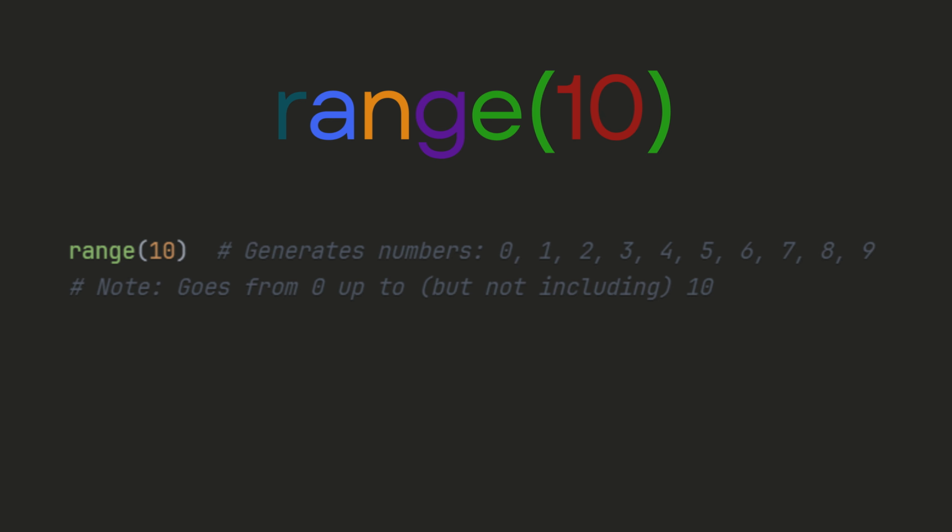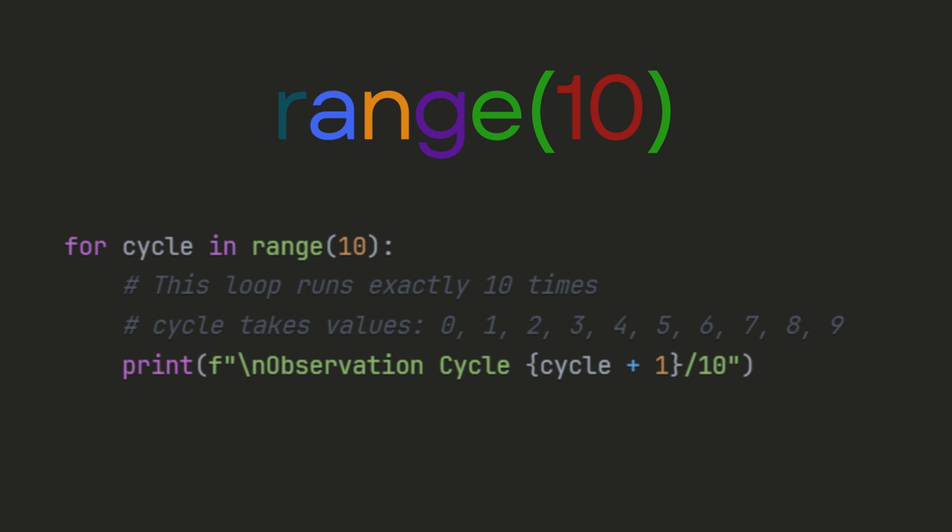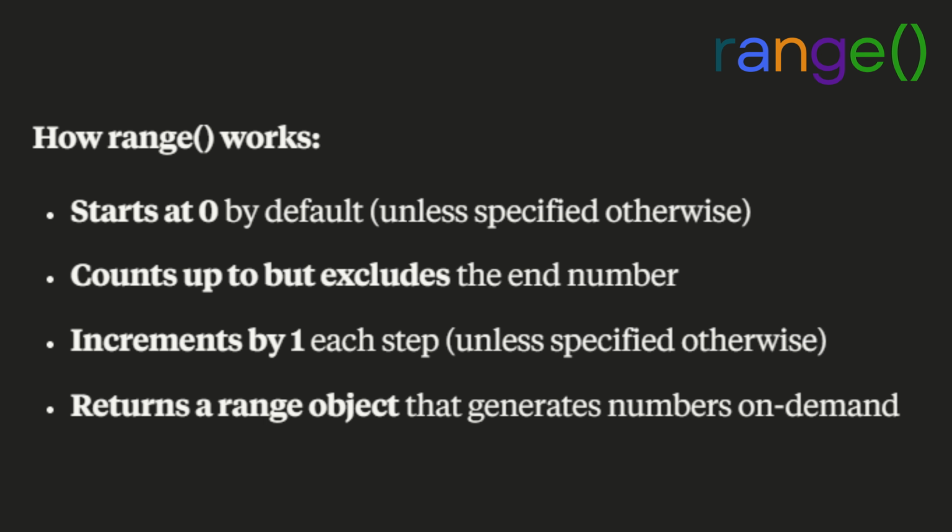Range(10) generates a sequence of numbers from 0 to 9, 10 total numbers, starting with 0. The for loop uses these numbers as cycle values: 0, 1, 2, 3, 4, onward. Each iteration, the variable cycle takes the next number in the sequence, creating exactly 10 observation cycles with predictable counting.